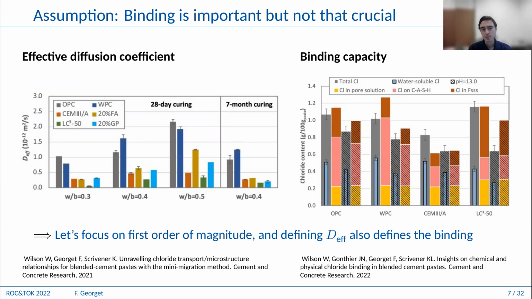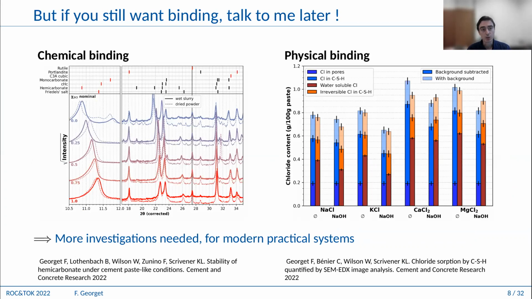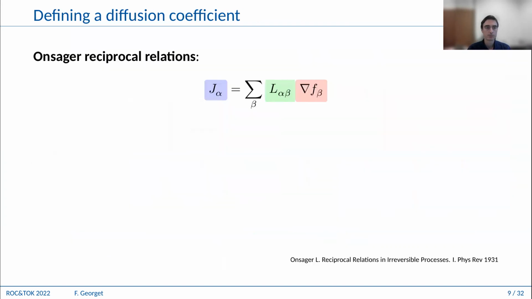And the reason is quite simple: if you look at the diffusion coefficient, you can see at least 1 order of magnitude difference between the most diffusive and the least diffusive systems. While if you look at the binding capacity, the differences between the systems are not that big. So to focus on first order, we can only focus on the effective diffusion coefficient. We'll be happy to talk about chloride binding, and I've done some work on it. You should not forget about it, but it's not the focus of this talk.